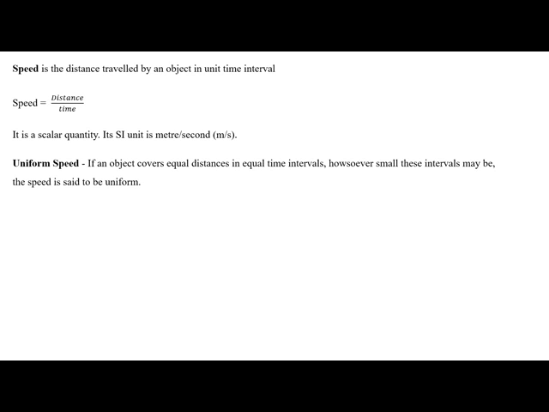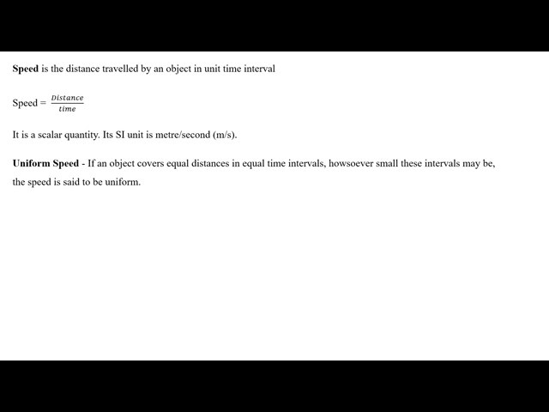The SI unit is meter per second. How do we get it? The SI unit of distance is meter and the SI unit of time is second. So from that, when we divide for speed, we get meter per second as the SI unit. Okay. Now you see what is uniform speed?